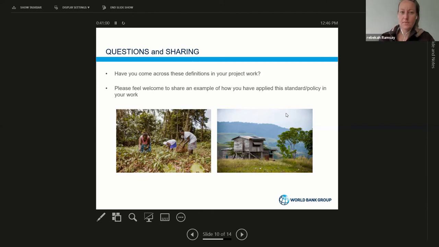So we'll just open up now to hear from you all. Here are the questions. Have you come across these definitions in your project work? Was there anything that wasn't too clear or you'd like to follow up on? And then please just share any examples you might have about how this policy has applied. We know it's really complex, so if you've got any specifically interesting examples or questions, please bring them forth.